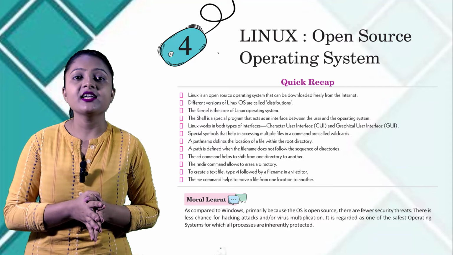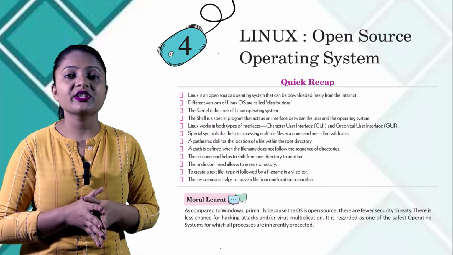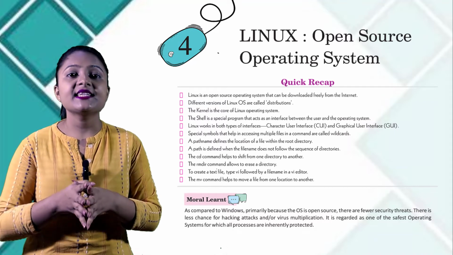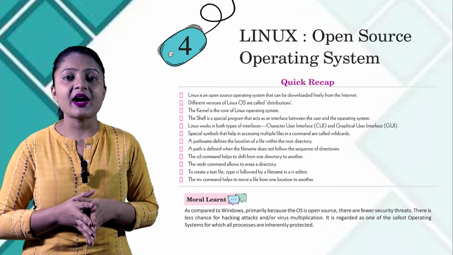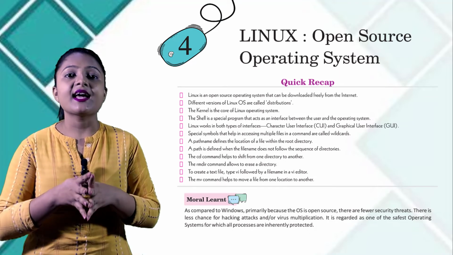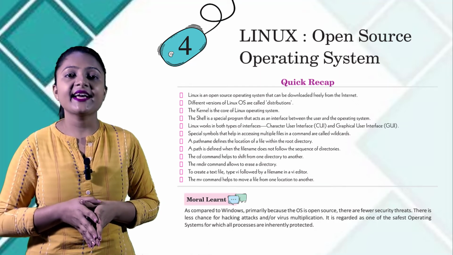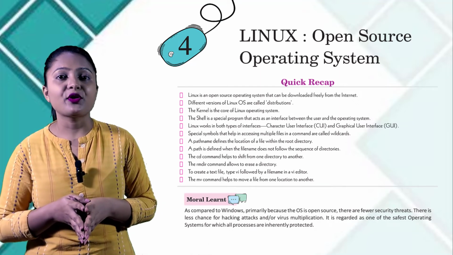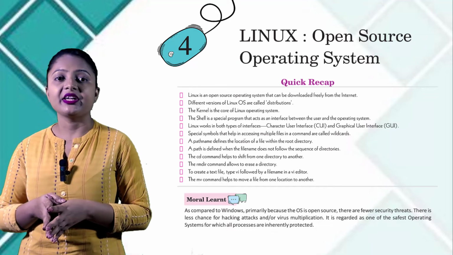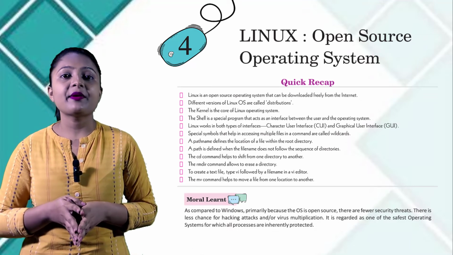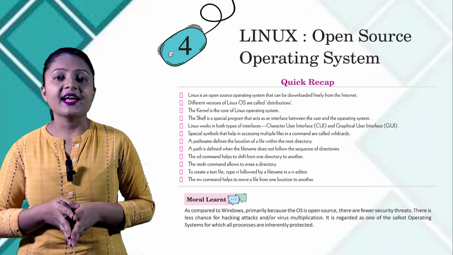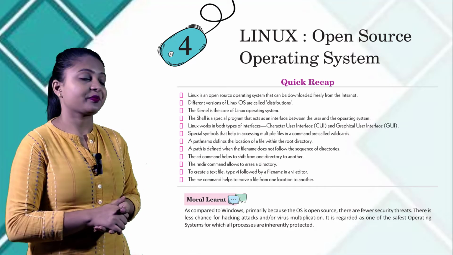A path is defined when the file name does not follow the sequence of directories. The cd command helps to shift from one directory to another. The rmdir command allows you to erase a directory. To create a text file, type vi followed by a file name in the vi editor. The mv command helps to move a file from one location to another.